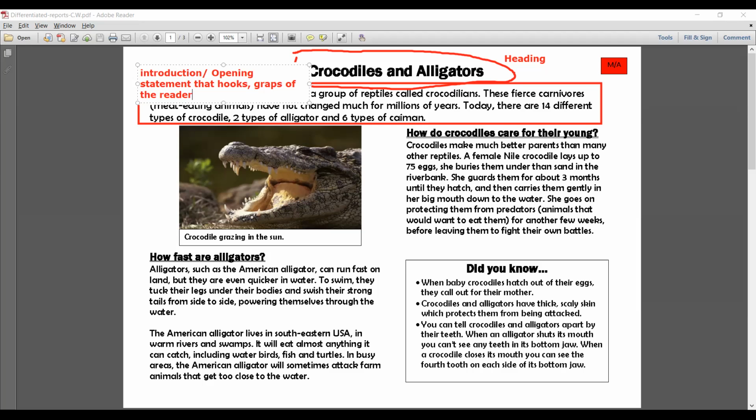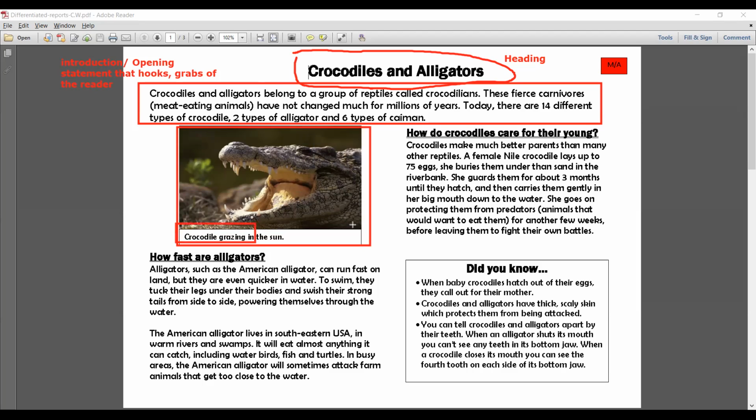All right, and then what do we do after we write the hook? We start writing our details. We start mentioning our details. So again, we said heading, then introduction or opening statement. And also, this is a picture, and it has a caption that says, "Crocodile grazing in the sun." This is a caption for the photo to describe what the photo is for. It's for a crocodile grazing in the sun.